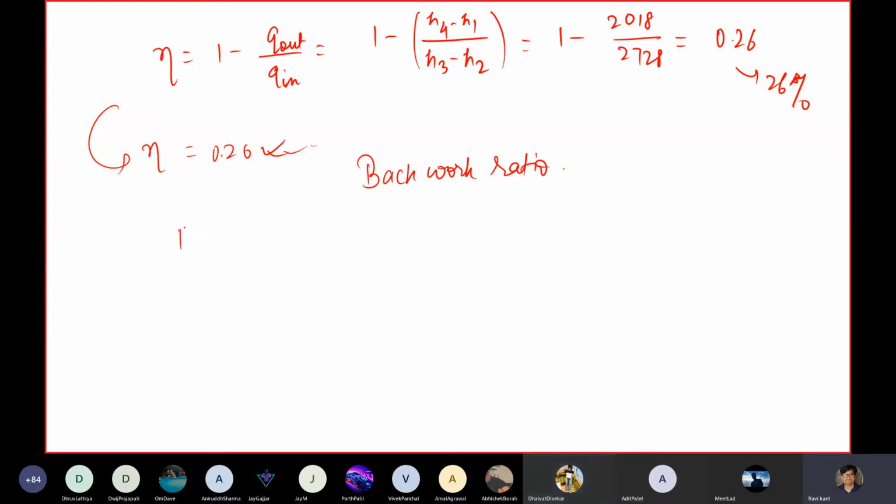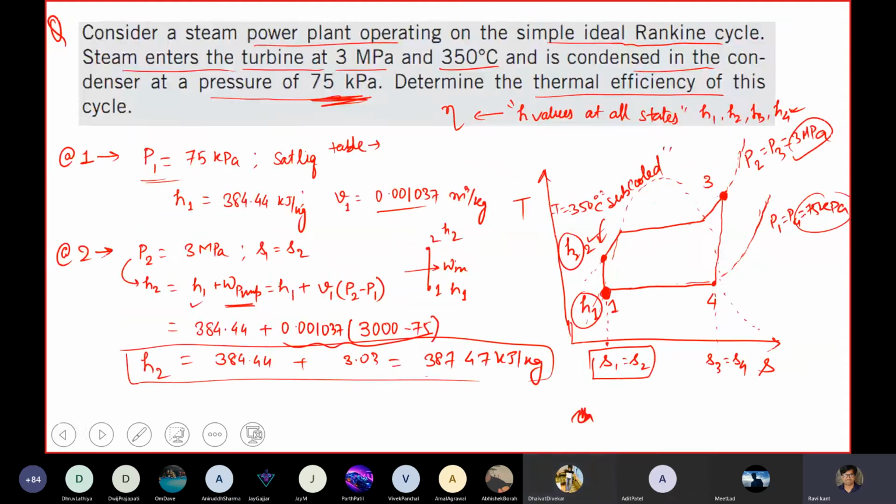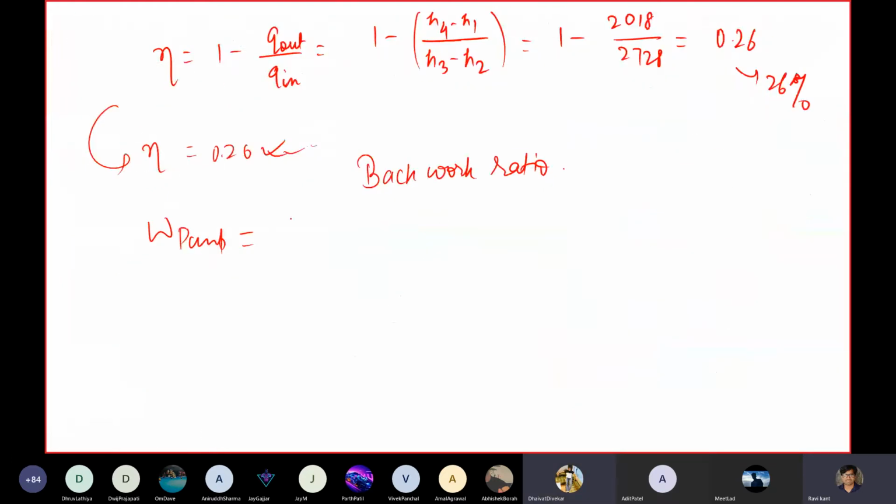Okay, so the pump work, how much pump work is there? You see, pump work was very less, right? It was 3.03 kilojoule per kg. And what was my turbine work output? Turbine work was H3 minus H4. It comes out to be 713.